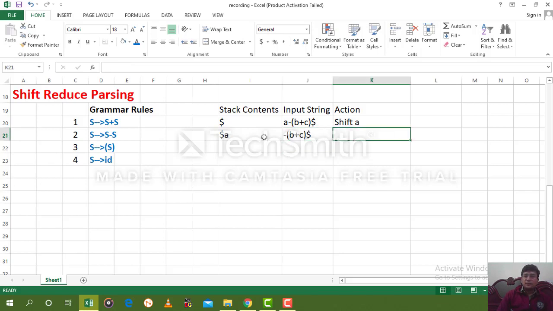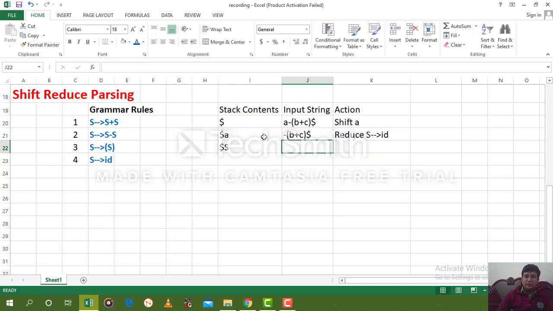What is the next action that we need to do? According to the grammar rule 4, S produces ID. So on the stack we have the symbol a, that is an identifier. This can be reduced by the left hand side. So S produces ID is the production. ID is there on the stack. We can reduce this by the left hand side of the production rule, that is S.